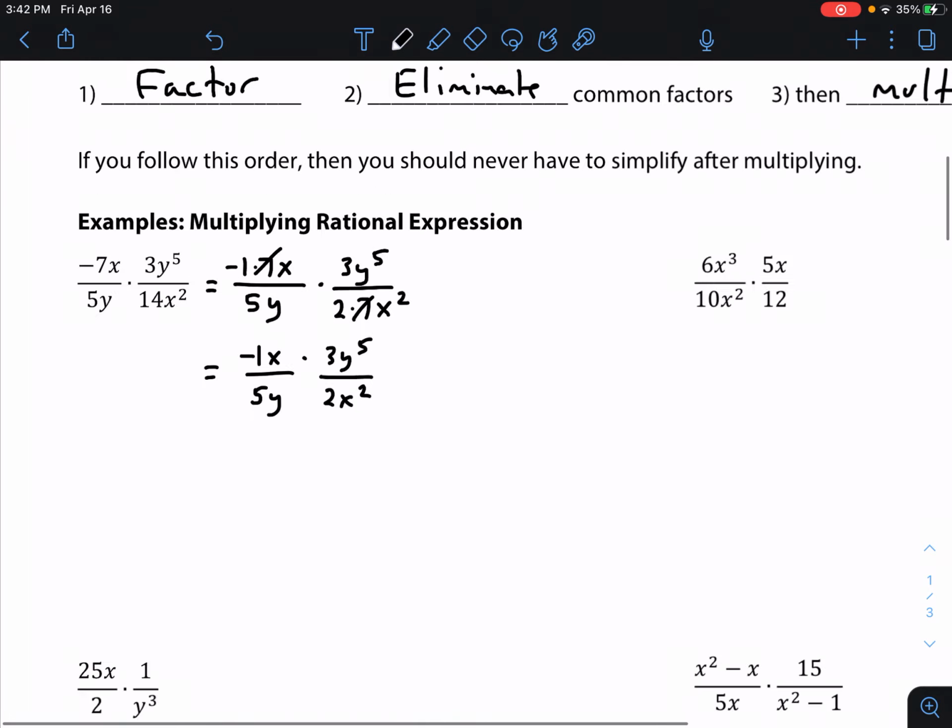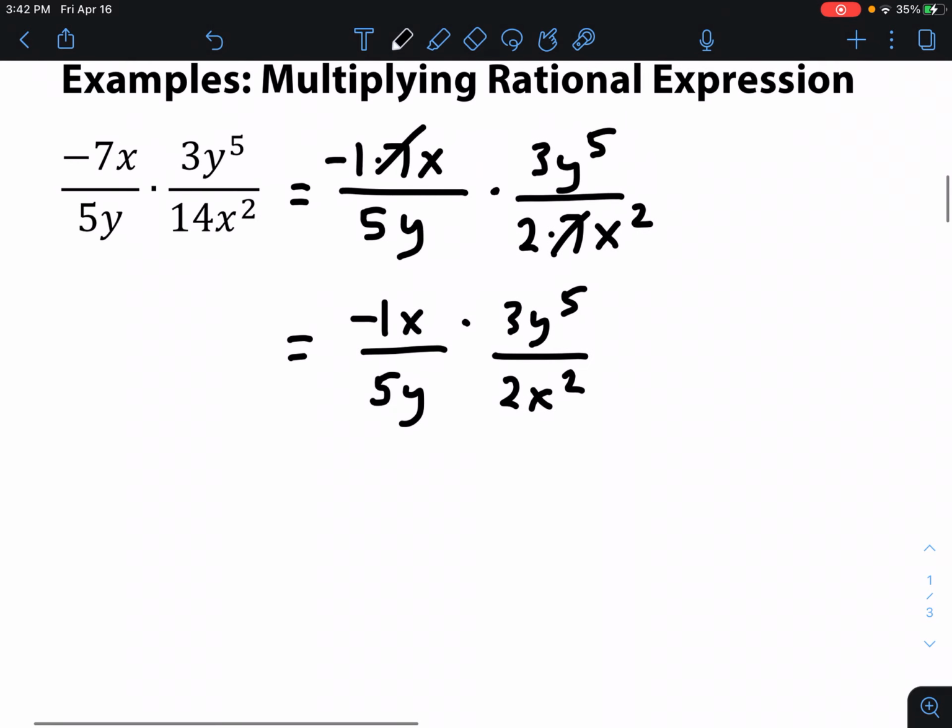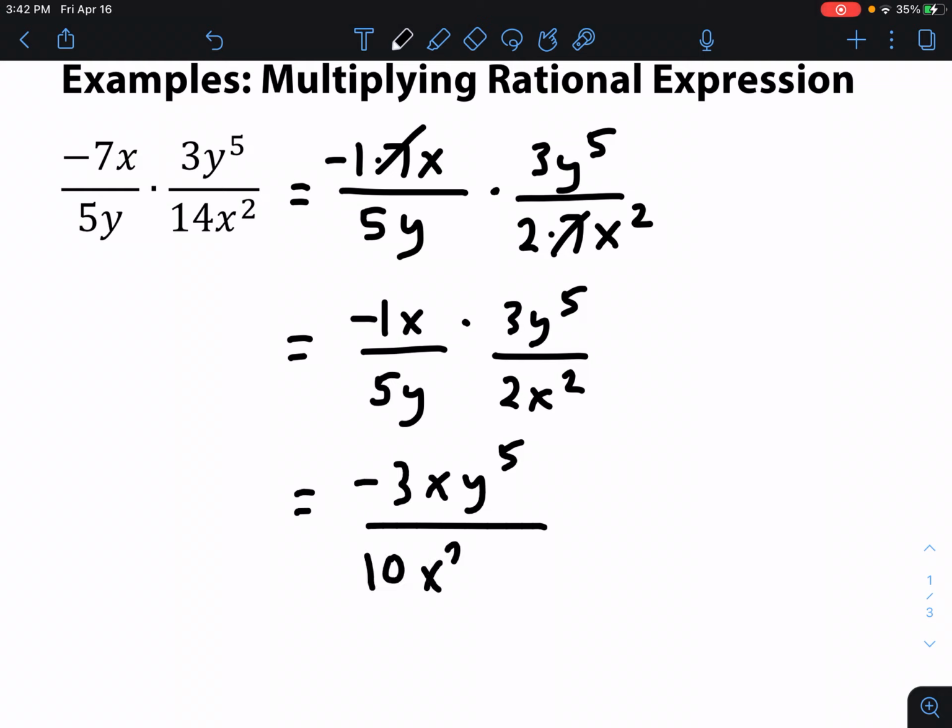I don't want to run out of room here. Where am I going? All right. So I have -1 times 3 is -3, and then we have x, y to the 5th, and then 5 times 2 is 10, and then we have x squared y. So notice I put it in alphabetical order. And now, I kind of like to do it this way because it's easy to get kind of lost if we try to cancel variables the other way.